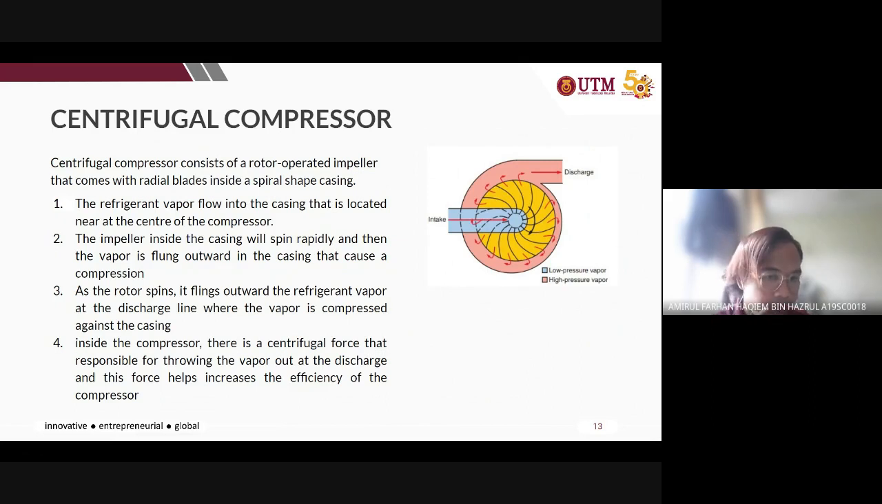As the rotor spins, it flings out the refrigerant vapor at the discharge line, where the vapor is compressed against the wall of the casing near the yellow center. Inside the compressor, there is a centrifugal force responsible for throwing the vapor out at the discharge port. With the help of this force, the efficiency of the compressor increases.